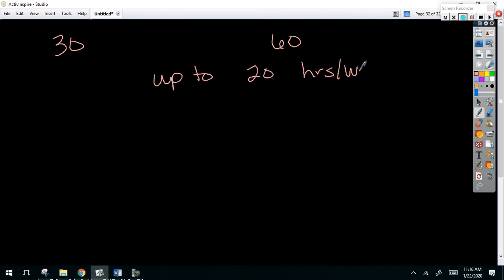A recreation center offers various 30-minute and 60-minute art classes. The recreation director has allotted up to 20 hours a week for art classes. Write an inequality to represent the number of classes that can be offered per week. So, what's the 30 and 60? This is 30-minute classes and 60-minute classes. So write an inequality for how many, and then we're going to graph it.